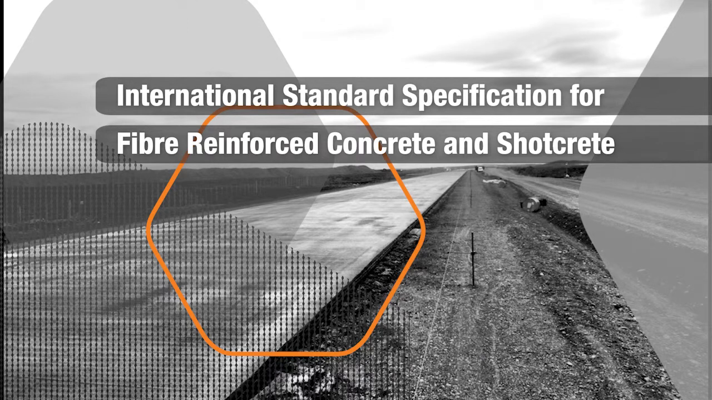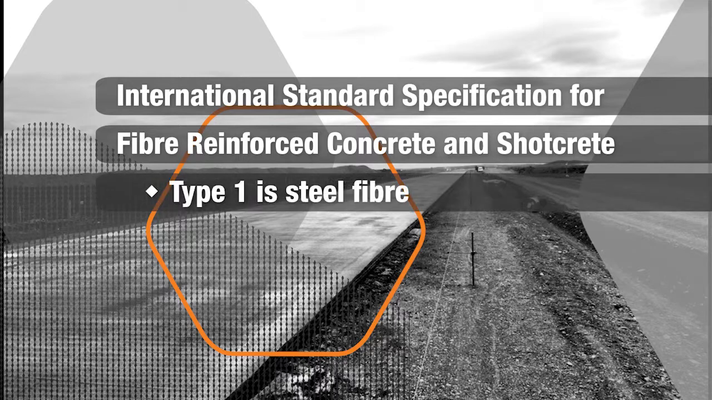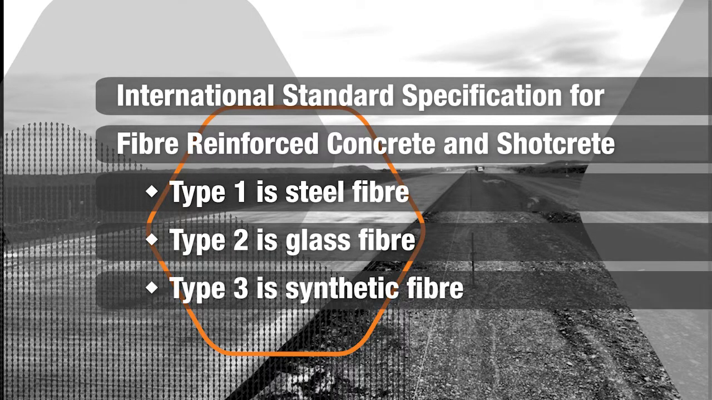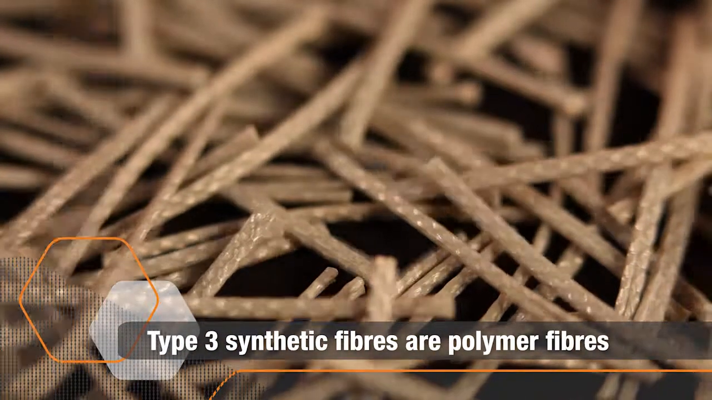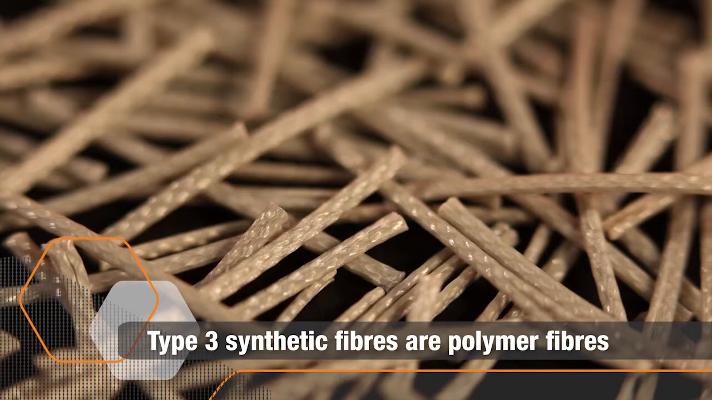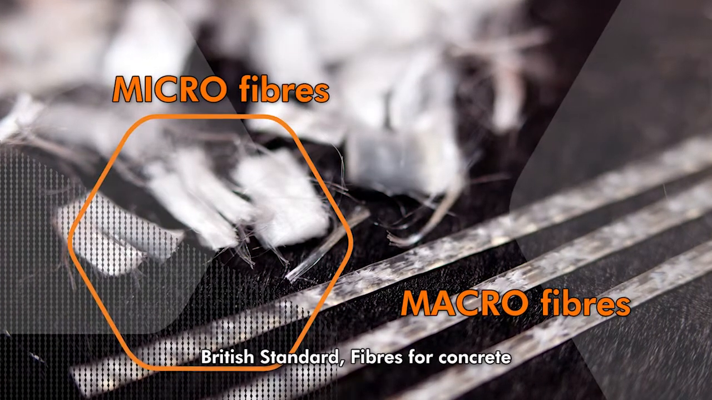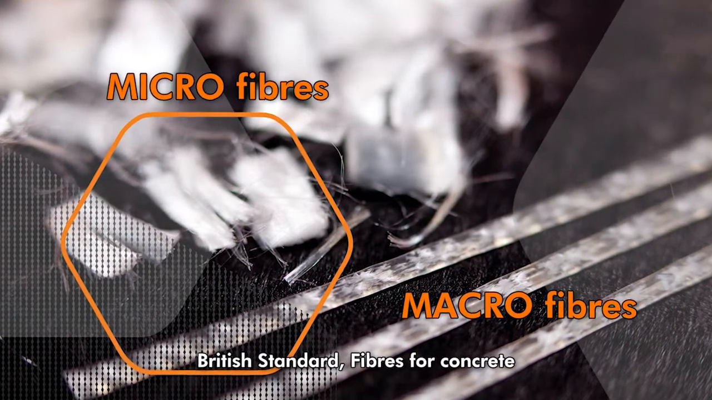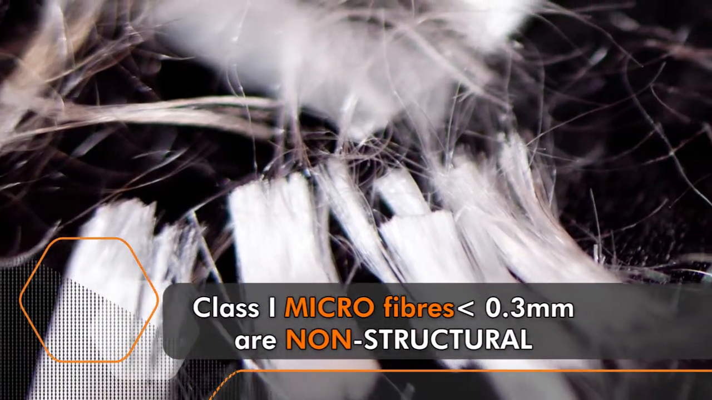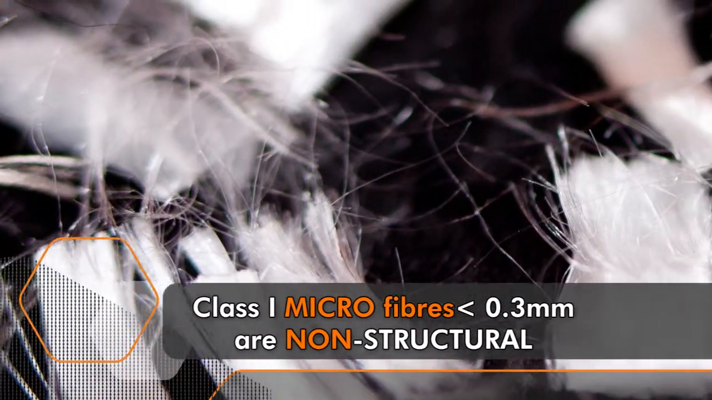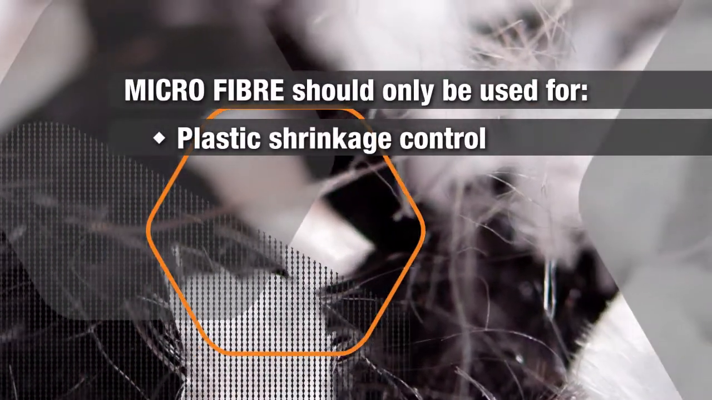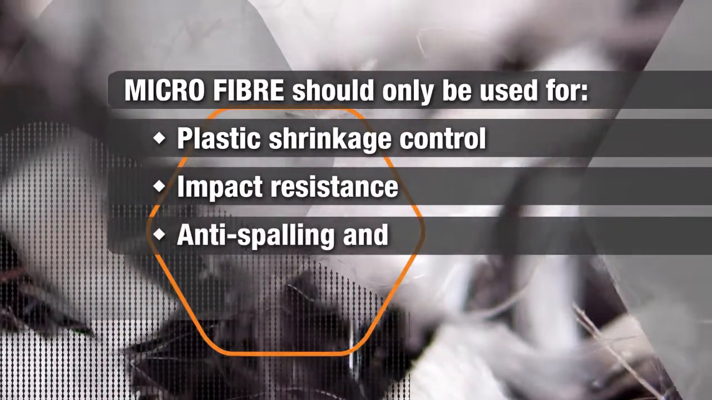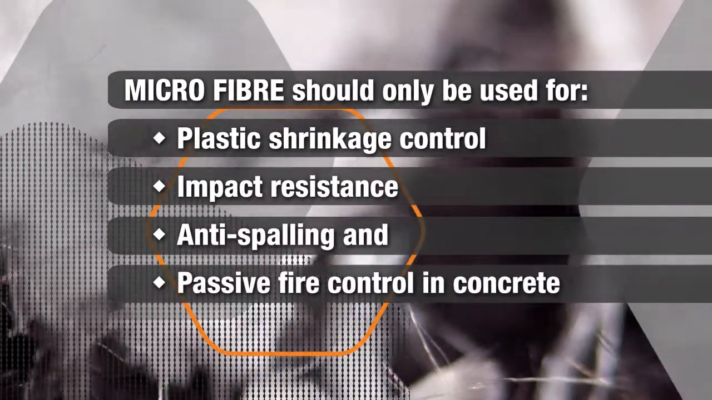International standards classify three general types of fiber for concrete reinforcement: steel fiber, glass fiber, and synthetic fiber. Synthetic fibers are broadly classified as polymer fibers, and international standards divide these into micro and macro fibers. Class 1 microfibers less than 0.3 millimeters in diameter are non-structural and should only be used for plastic shrinkage control, impact resistance, anti-spalling, and passive fire control in concrete.